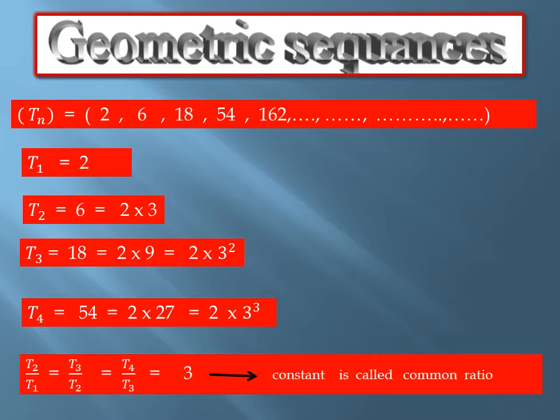Now, we note that T2 over T1 is the ratio, which equals T3 over T2, the same ratio. T4 over T3 is the same ratio, equal to 3. 3 is constant, always constant. Then it's called the common ratio.